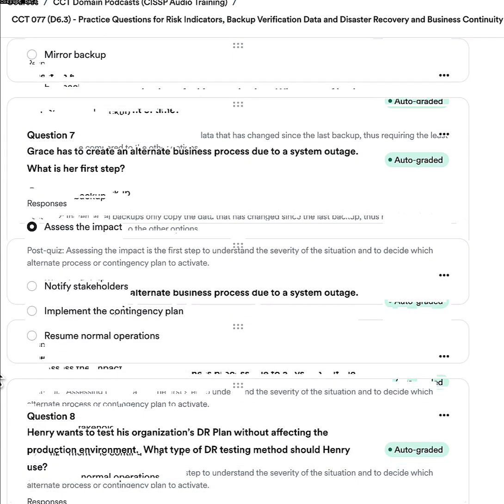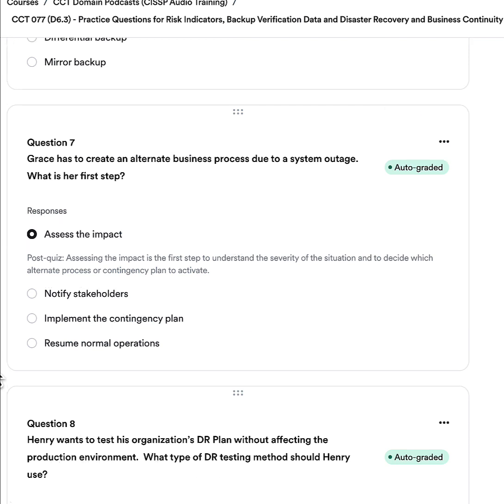Question 7. Grace has to create an alternate business process due to a system outage. What is her first step? A, assess the impact. B, notify the stakeholders. C, implement contingency planning. Or D, resume normal operations. If you're looking to create an alternate business process, obviously resuming normal operations isn't even correct. So that narrows it down to three.